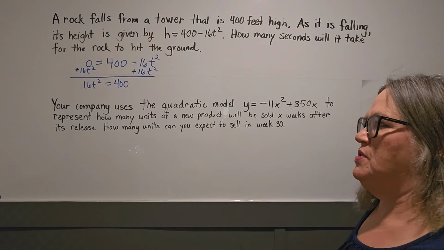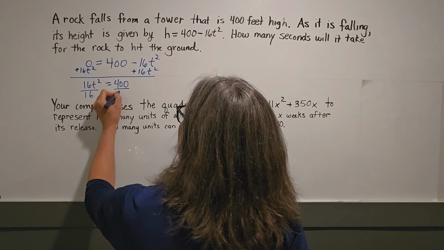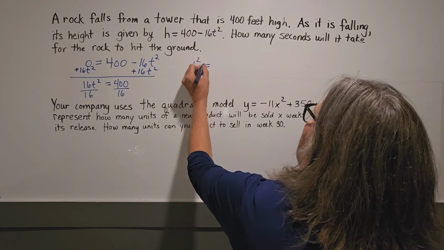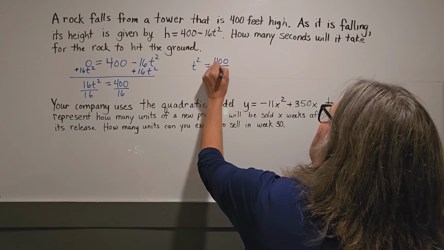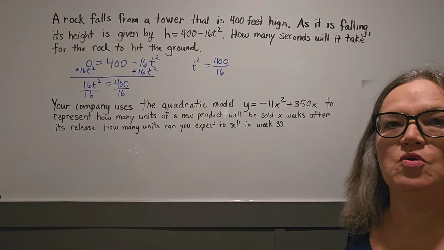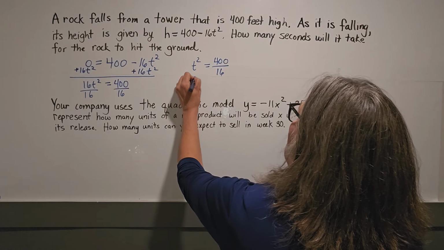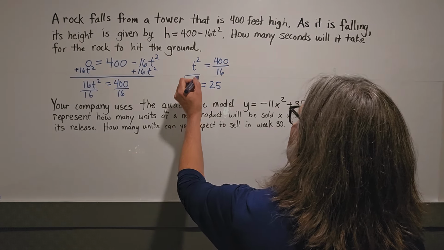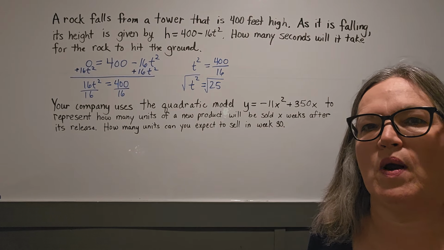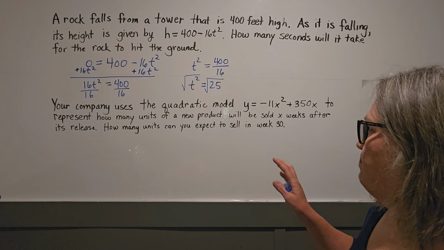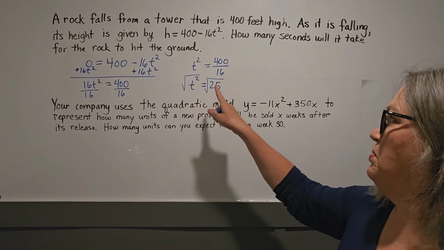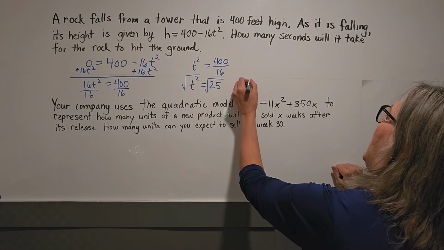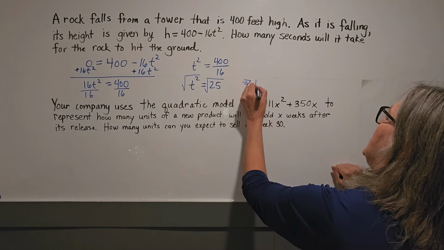And now I'm going to divide both sides by 16. And let's see, that gives me t squared is equal to 400 divided by 16. 16 goes into 400 25 times, so that means t squared equals 25. And now this is where the square root property comes in. I can take the square root of both sides. Normally when you take the square root of t squared, you're going to have two answers, -5 and +5. But -5 doesn't apply because we're going forward in time. So we're just going to have t is equal to 5 seconds.